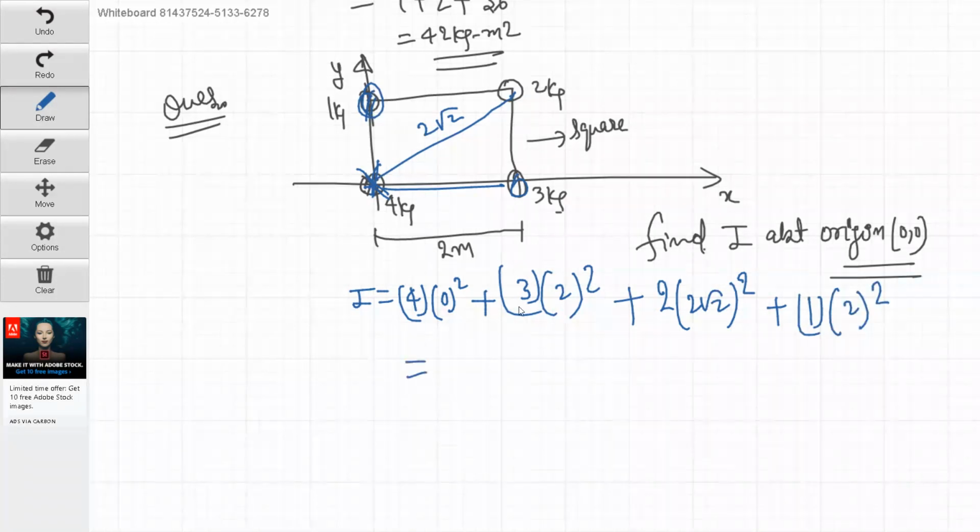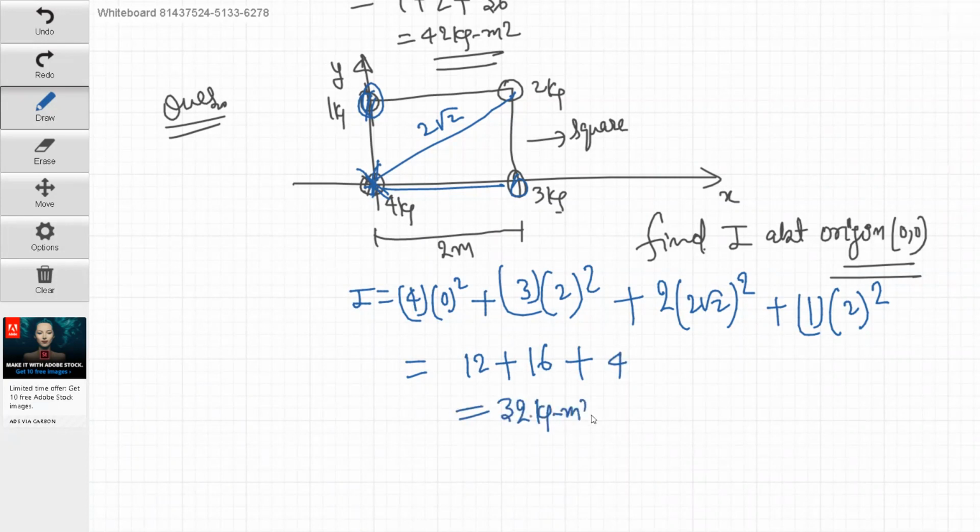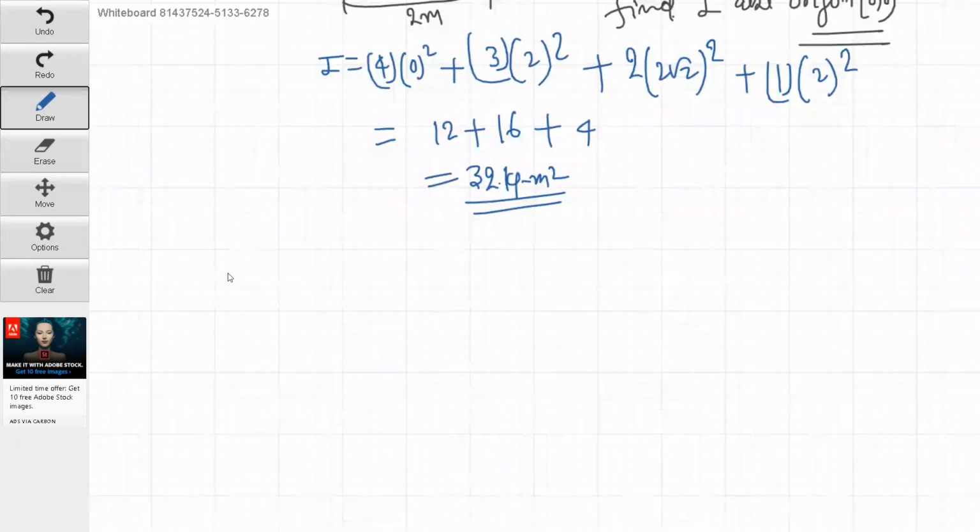That is equal to 12 plus this is 8 into 2, that is 16, plus 4, that is equal to 32 kg meter square. Is this okay? This is the answer. Good. Now, do one more question, then we will start the continuous object. Okay.